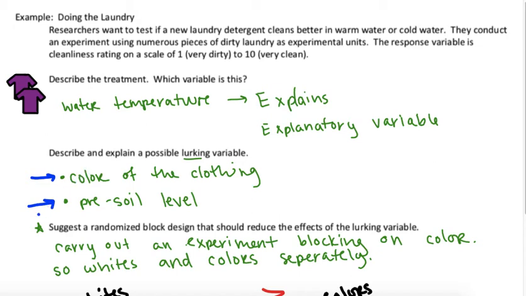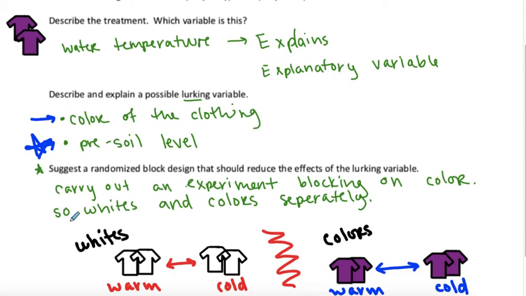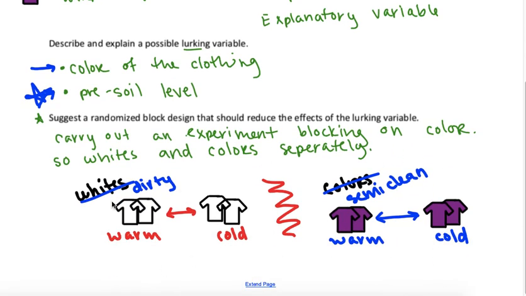If I wanted to go back and do the same example on pre-soil level, I could say, okay, instead of addressing the color of the clothing, I'm going to say this is already really dirty and this is going to be semi-clean. You know, how does it work when it's really dirty? How does it work when we're just semi-clean here? But I would then have the white shirt represent a dirty shirt and the purple shirt represent a semi-clean shirt. So again, I could address this lurking variable another way.